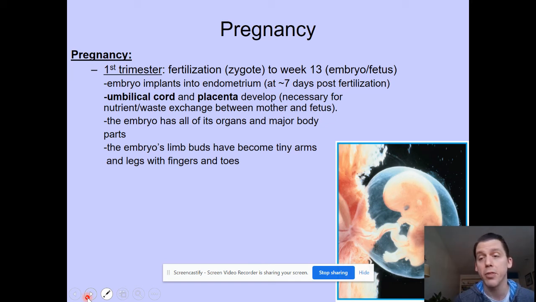So pregnancy takes about 9 months. It's divided up into 3-month periods called trimesters. The first trimester basically goes from fertilization to about week 13. The umbilical cord and the placenta start to develop. The embryo has all of its organs and major body parts, and the limb buds develop. So you can see the first trimester here.